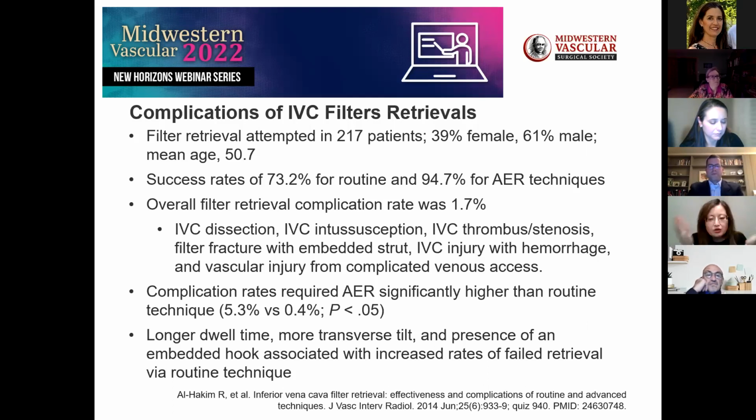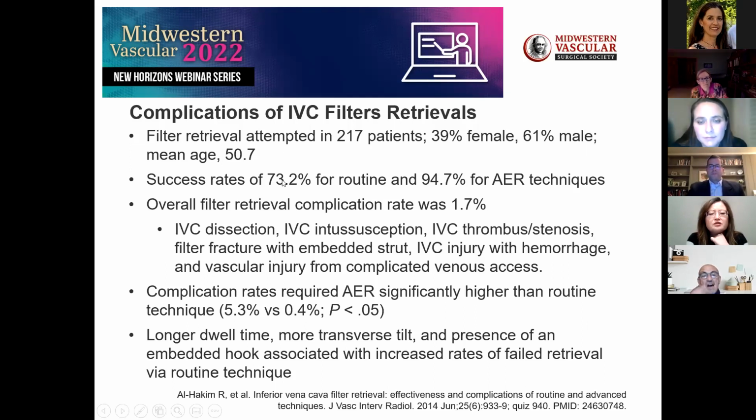But in terms of looking at these complicated IVC filter retrievals in 217 patients, this one I think is out of Northwestern or one of the other IR groups.